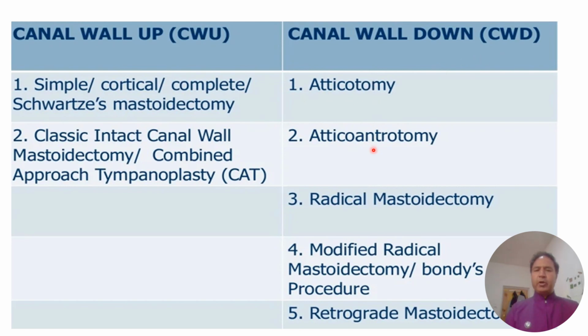Atticotomy, atticoenterotomy, radical mastoidectomy, modified radical mastoidectomy, retrograde mastoidectomy are canal wall down procedures. Simple cortical complete shortest mastoidectomy, classical intact canal wall mastoidectomy, combined approach tympanoplasty. So these are canal wall up procedures.